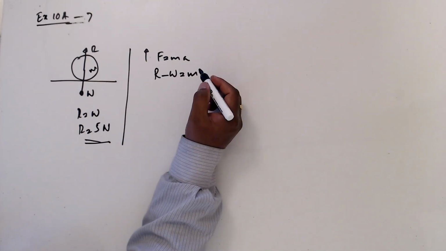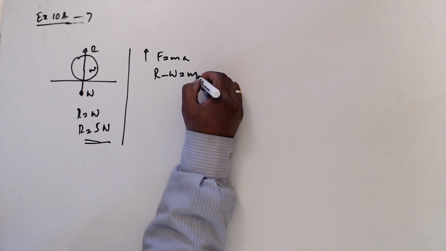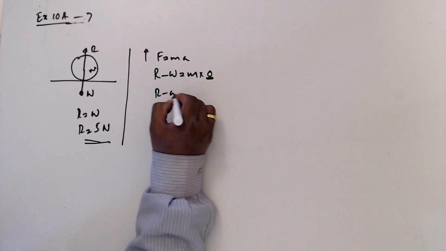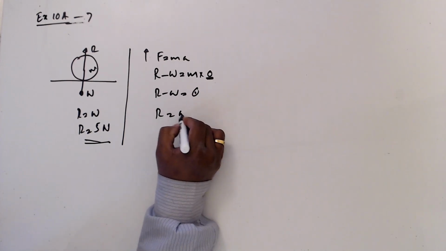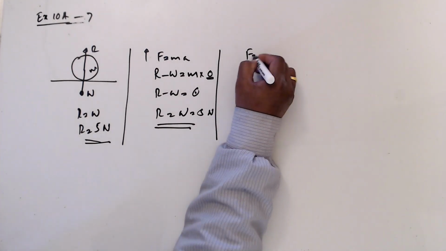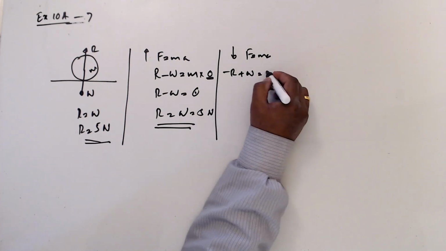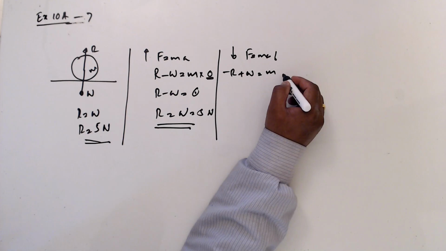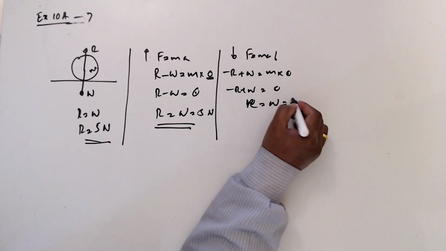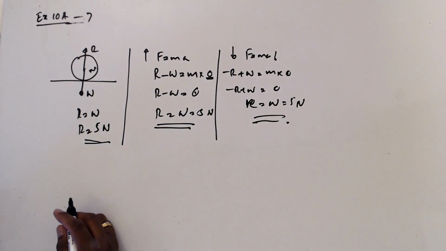If it is a particle, then the size of the particle is not considered, but it has a mass, and acceleration is zero because there is no movement. So R minus W equals 0, so R equals W, and the W value is 5 Newton. You can also put F equals ma downward: minus R plus W equals m times a, but a is 0. So minus R plus W equals 0, then R equals W equals 5 Newton. For common sense, we can see that R equals W.